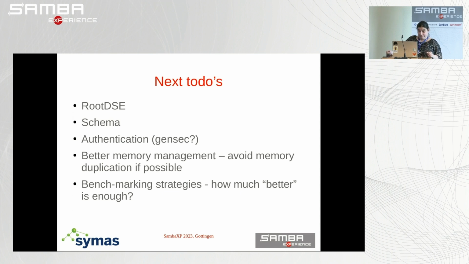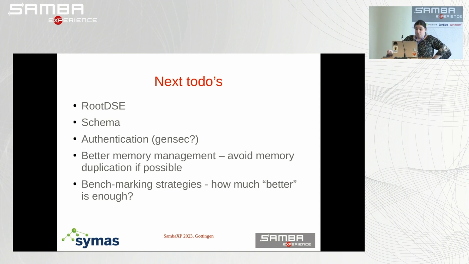And schema, because we are hoping to be able to basically leave all schema checks to the LDB stack, because it has this big and nice schema module that does all the necessary checking, and for once we don't need to do it twice. That's not going to be very productive. And of course, authentication. The plan is to use Samba's GenSec API for that, but it's a big unknown for me if it's going to work and how to make it work. You know, one thing at a time.